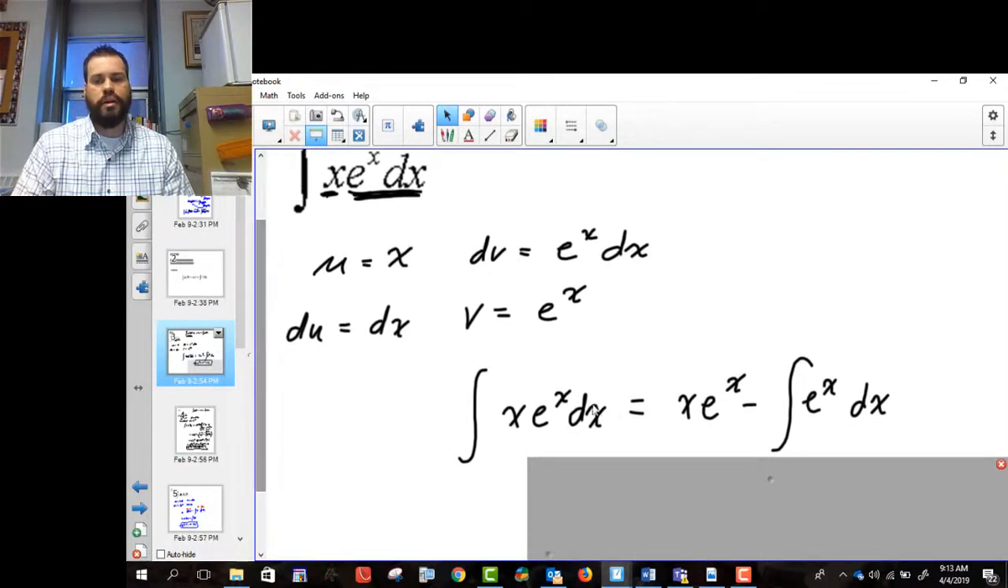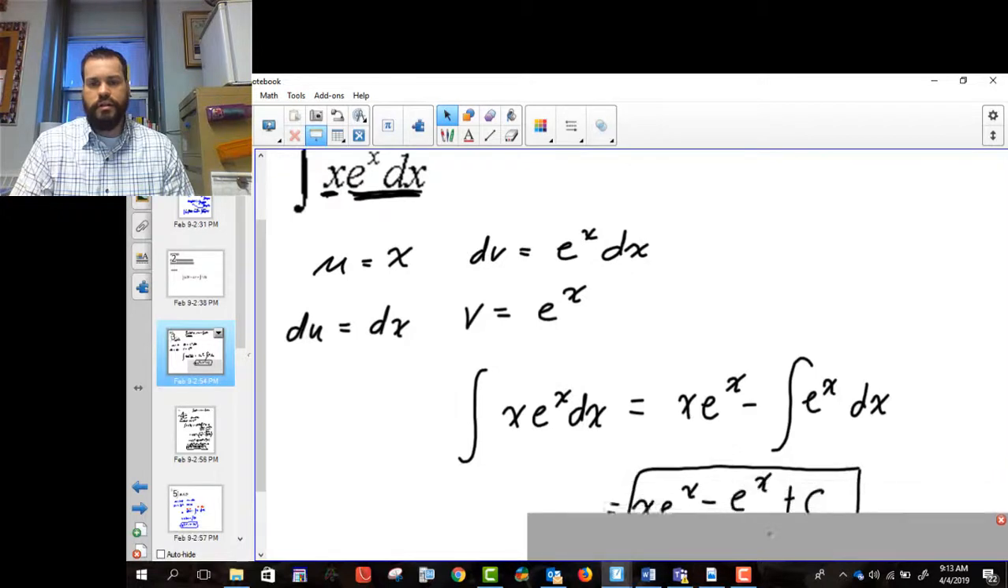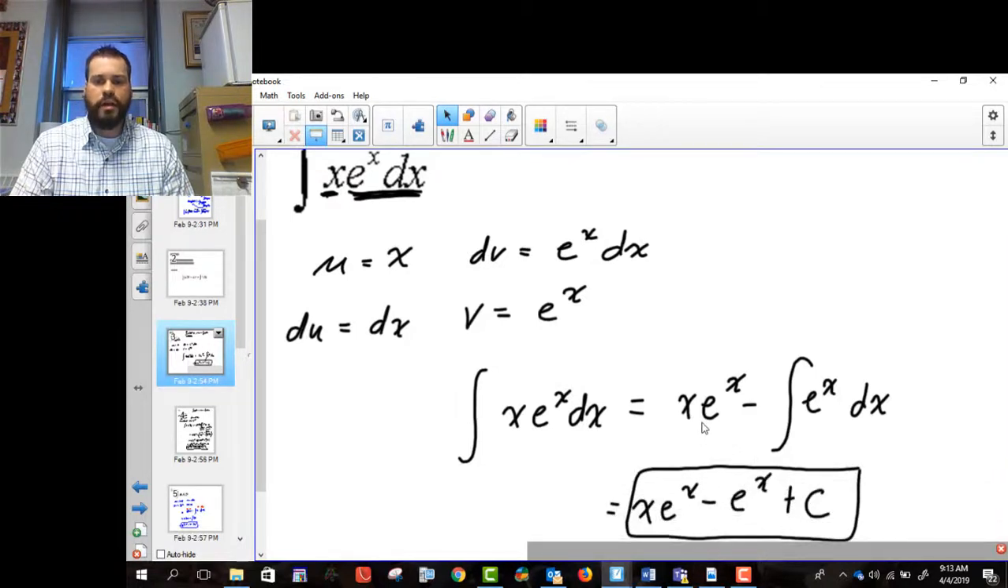And so then we say, okay, now can I integrate this? Sometimes you can right away, like we can here. Sometimes you might have to do parts again, or you might have to do u substitution, or something else with that integral. But for now, the integral of e to the x is just e to the x. So I get x e to the x, there it is. The integral of e to the x is e to the x, and then I have a plus c. So the integral of x e to the x dx is x e to the x minus e to the x plus c.